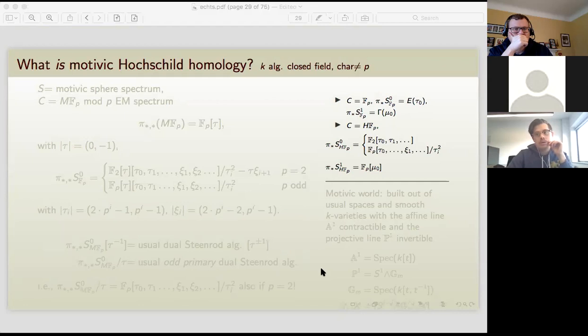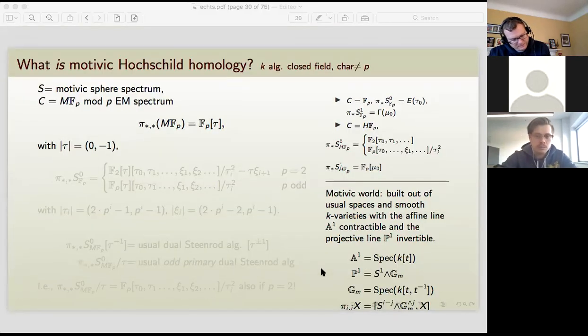So let's go immediately to the Motivic case. So again, K is an algebraically closed field. We could do some more complicated cases, but let's just think of the complex field, C. And so here we're going to look at the Motivic sphere spectrum, and C is going to be the Motivic Eilenberg-MacLane spectrum. So just as a quick reminder, this is the last time I'll say something about the right-hand column.